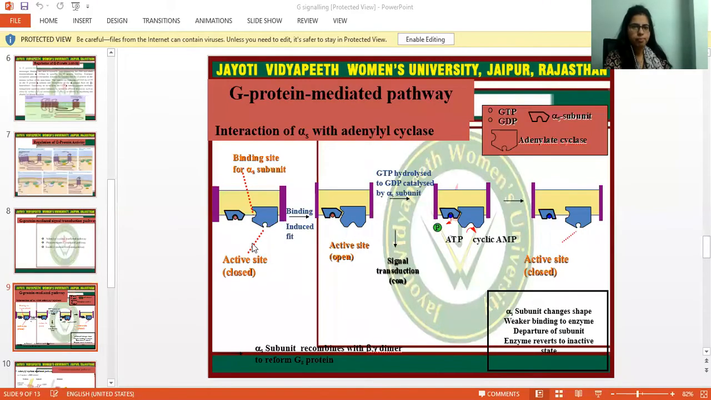What is the adenylyl cyclase mediated pathway? Basically, it is the interaction of the alpha subunit of G protein with adenylyl cyclase. Here you can understand this connection by this flow chart, where this is the binding site of the alpha subunit of G protein, and this one is the active site which has been closed, with binding and induced fit.